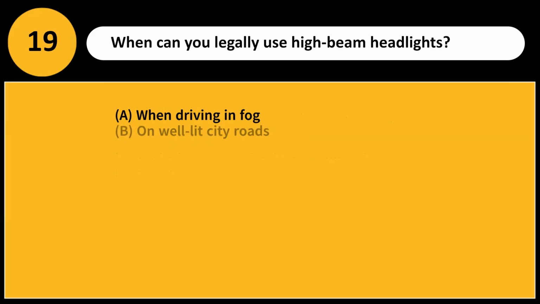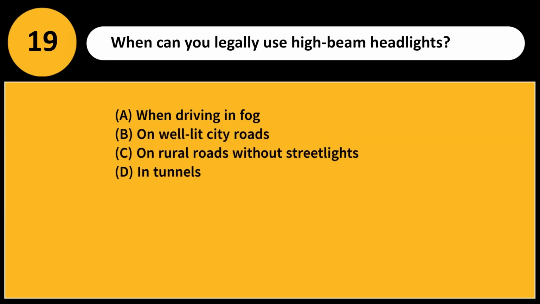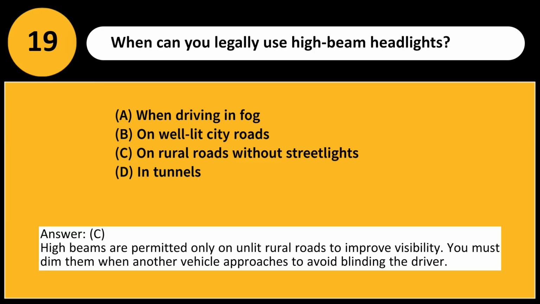When can you legally use high-beam headlights? A. When driving in fog. B. On well-lit city roads. C. On rural roads without streetlights. D. In tunnels. Answer C. High beams are permitted only on unlit rural roads to improve visibility. You must dim them when another vehicle approaches to avoid blinding the driver.